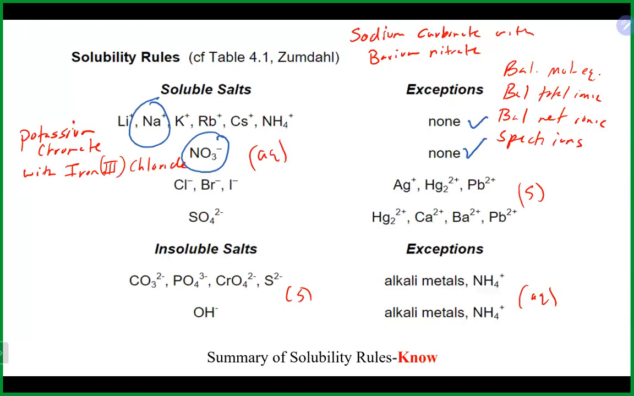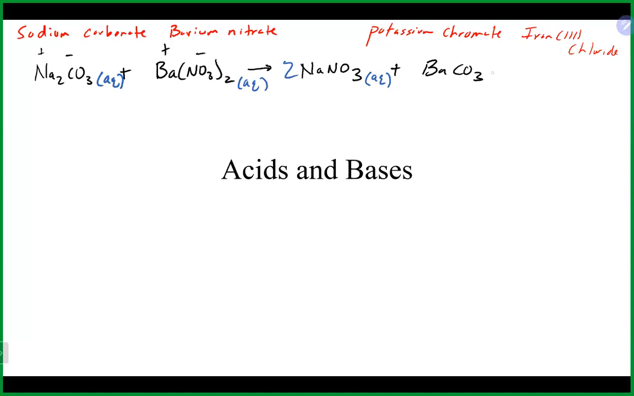Coming here to barium carbonate, I see carbonate here, which is insoluble. The only exceptions are alkali metals, which is group 1, and barium is not a member of group 1, and ammonium, which is not barium either. So in this case, I know based on the solubility rules that that is going to be my solid, and this is going to be the precipitation reaction, right? That's the precipitate that's going to be made. Any questions on how we use the solubility rules there?